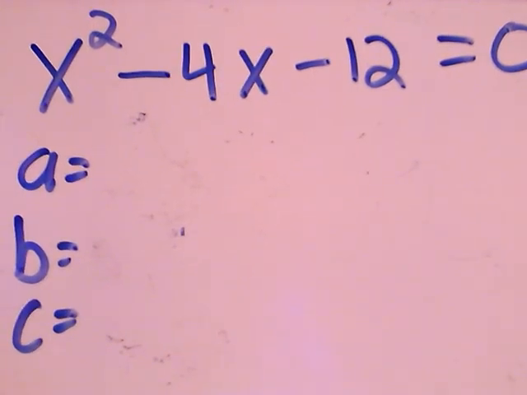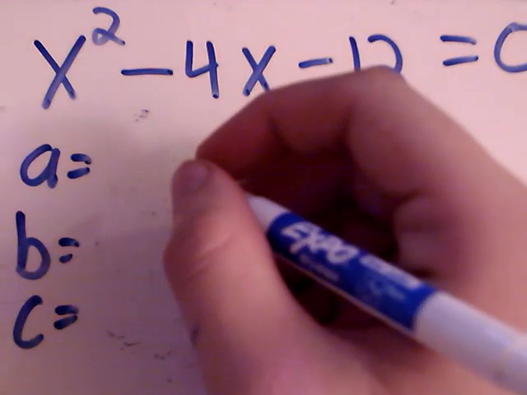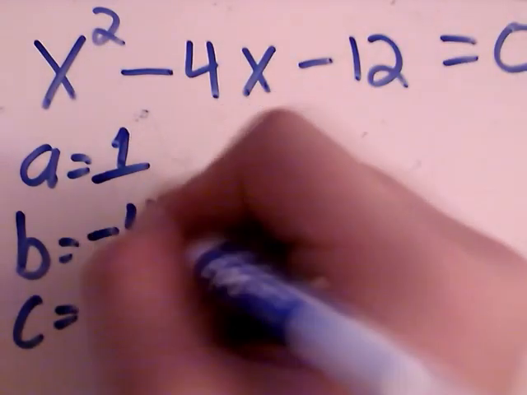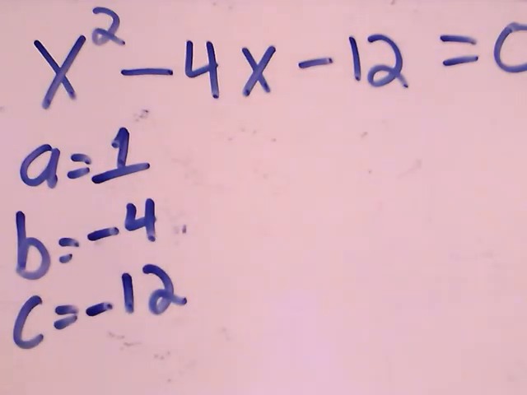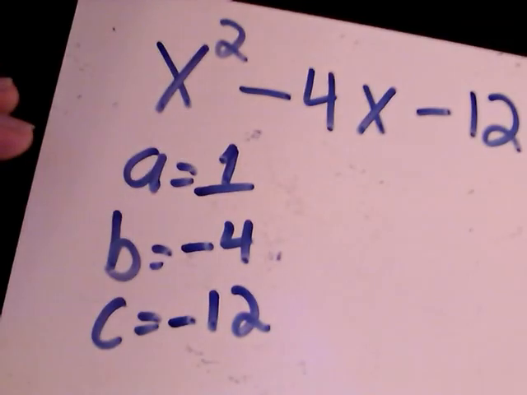So the first example, x squared minus 4x minus 12. The first thing you're going to do is identify what a, b, and c all are. Because you got to know what they are in order to plug them in correctly.